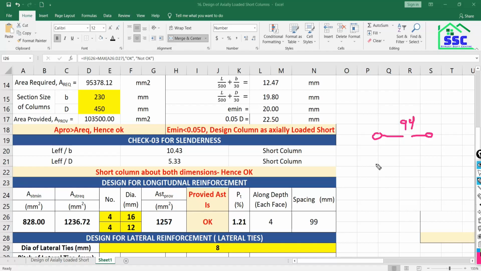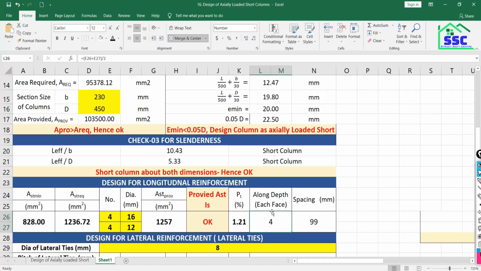That's okay. As SP 34 suggests, the minimum clear spacing between the two bars should be at least 25. But practically, experts recommend that this spacing should be at least 30 to 40. So we are having 99, that's okay, no problem. Your complete concrete will fill this space, so there will be no possibility of honeycombing, and proper compaction will also be there with the vibrator. Too close reinforcement is not accepted, so the sheet will also tell you about this.